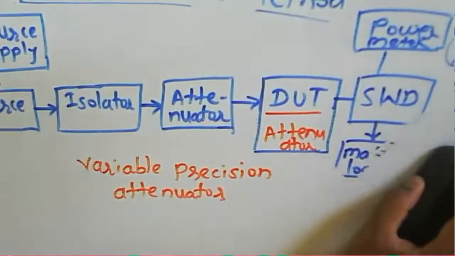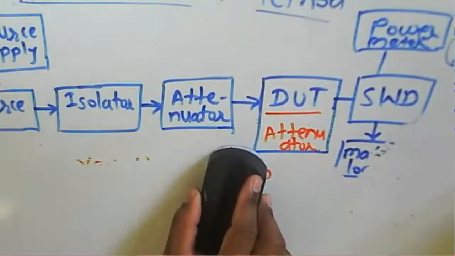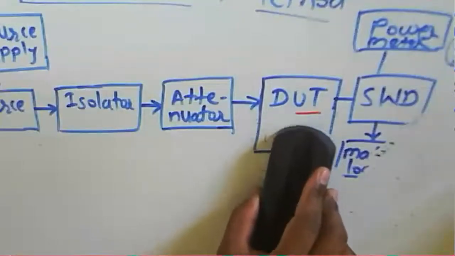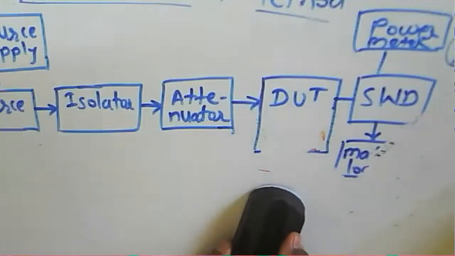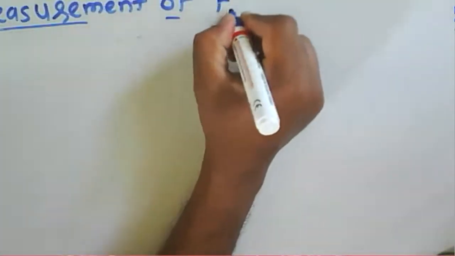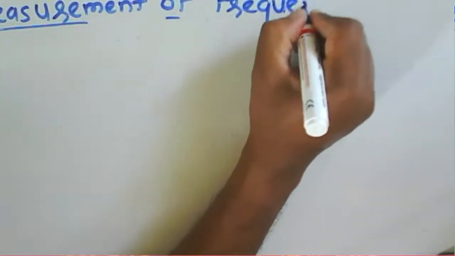Next, we consider another method of measurement of attenuation here. So these are about the measurement of attenuation. Another measurement topic we consider here is the measurement of frequency. Okay, the next topic we consider is the measurement of frequency.